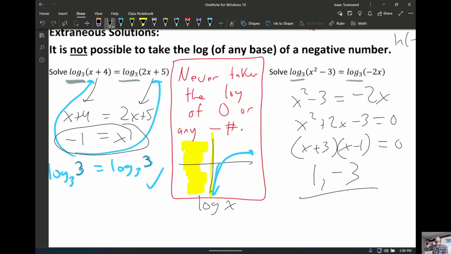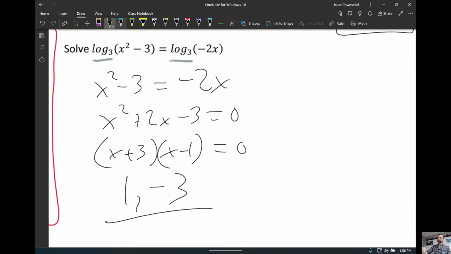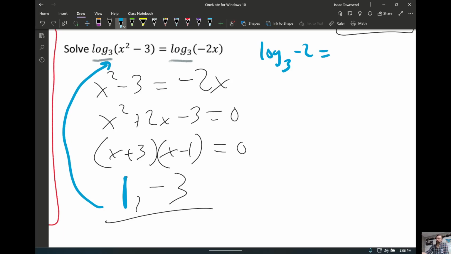You want to plug these in and see what you get. So if I plug in 1 into the original problem, I get log base 3 of -2 equals log base 3 of -2. That sounds great. The left and the right are equal, but this doesn't make sense. There's no exponent on 3 that's going to give you -2. This is what we call extraneous.